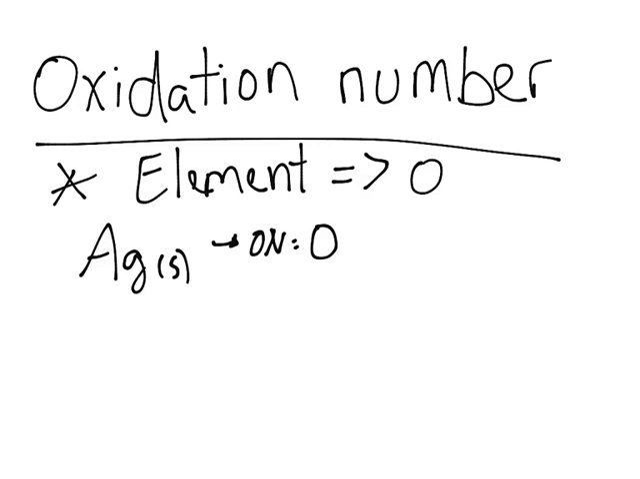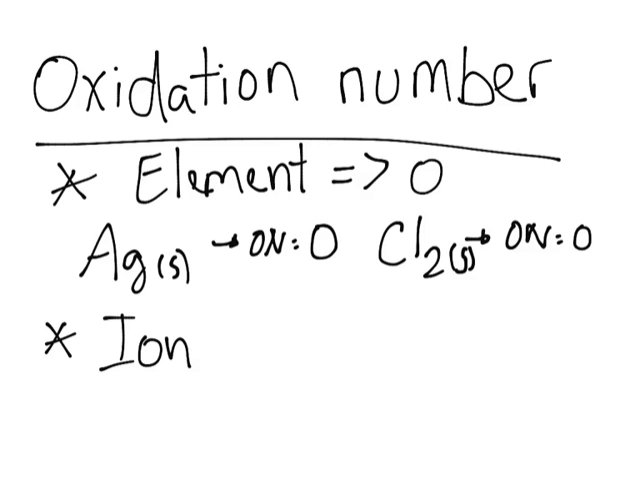And this also applies for diatomic elements. So let's go with chlorine. Its oxidation number, this is a gas, will be 0 as well. So don't get tricked by diatomic elements. As long as an element is in its natural form or its elemental form, it'll have an oxidation number of 0.